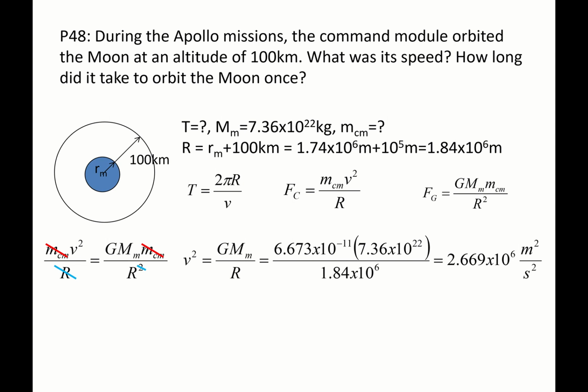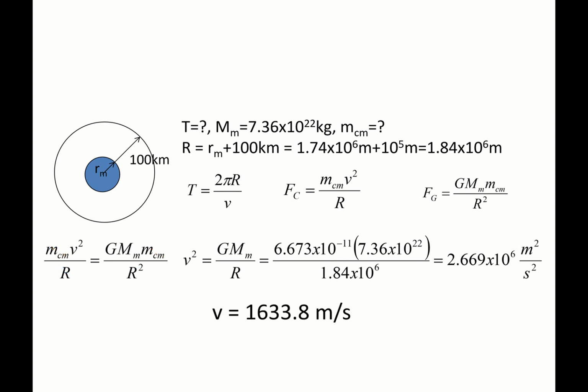So to get the speed, I have to take the square root. And so v is 1633.8 meters per second, or about 1600 meters per second. So that's pretty fast. All right, what else did it ask for? Well, it asked for the period. So now I know my r, I know my v, so I can just plug and chug to get my period.